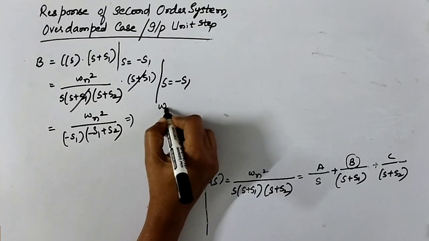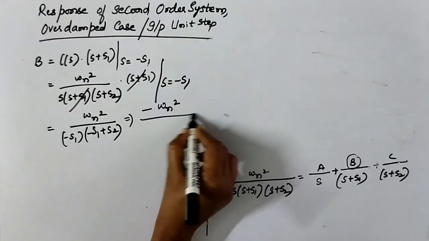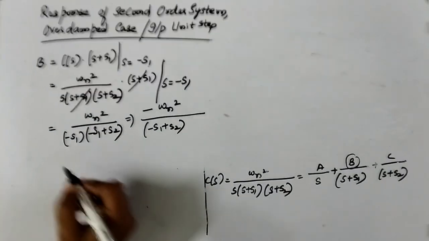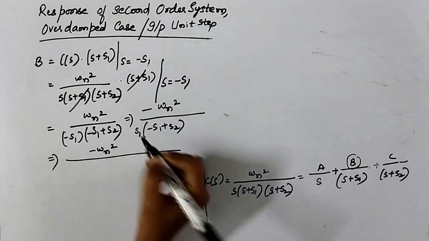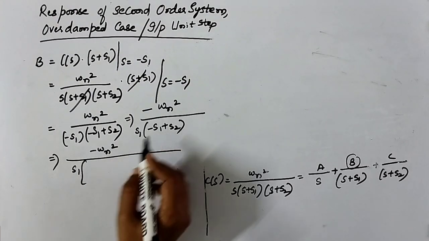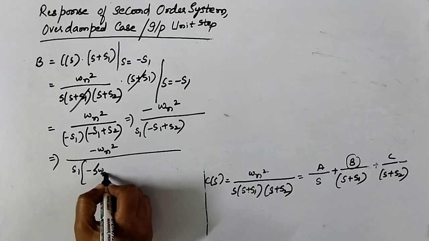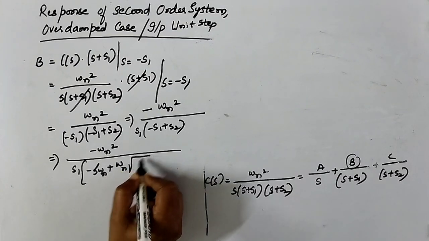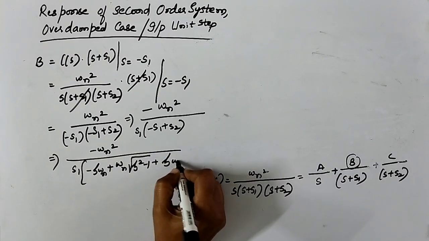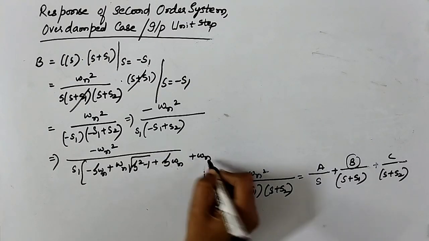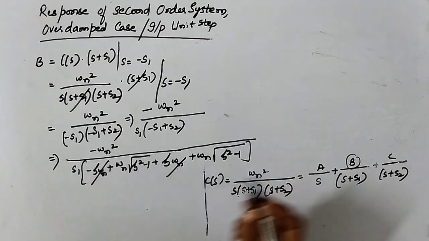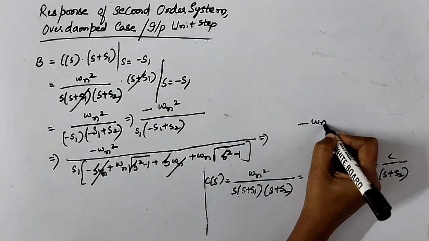This is nothing but omega n square, taking out minus here. Now minus s1 plus s2. Minus omega n square, here you have s1 also, s1 into minus s1. That is nothing but minus zeta omega n plus omega n root over zeta square minus 1, plus zeta omega n plus omega n root over zeta square minus 1. Of this, this got cancelled and we are left with minus omega n square.